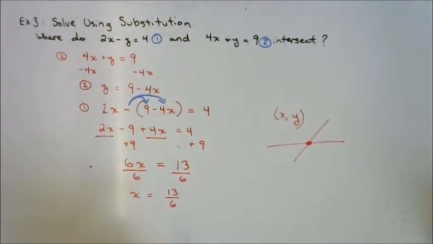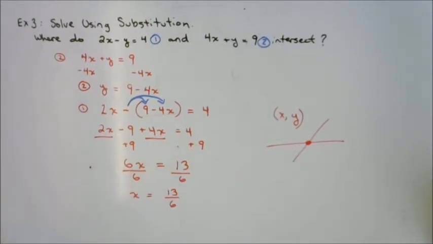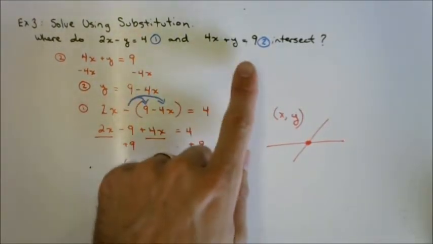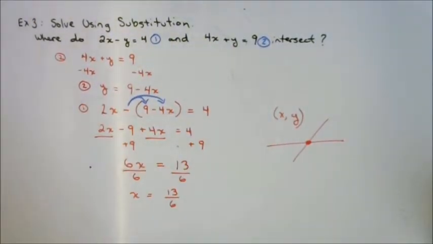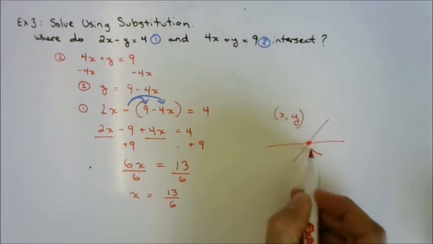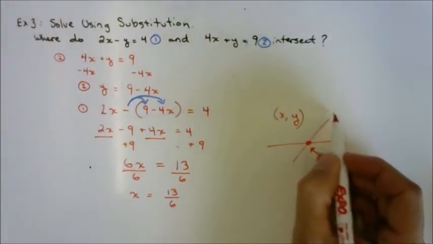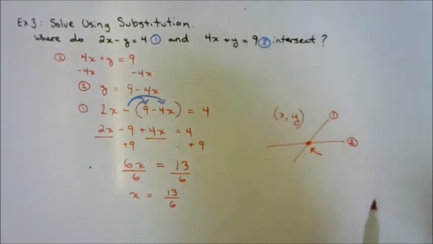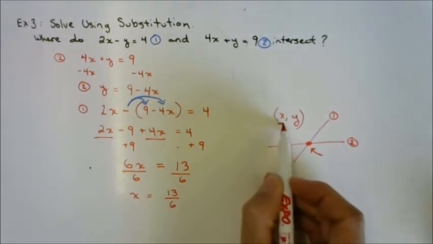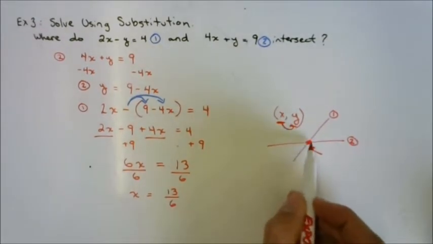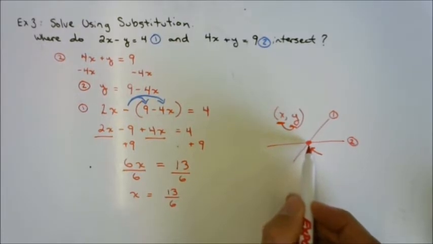Now how do we find the y coordinate that goes with this x coordinate? I can actually sub this value into either equation. It does not matter which equation, because look, they share this point. So whether I'm in equation 1 or equation 2, it doesn't matter. The x that I found will match with the y that belongs to the point of intersection.